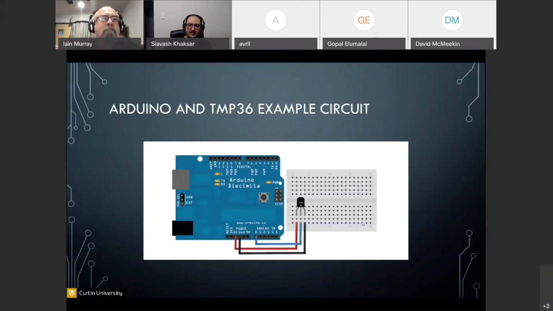If we have another look at the setup of it, it's very simple. You have your ground pin, your voltage pin, and a signal pin. That signal pin gets connected to one of the inputs and outputs, which we call GPIO, general purpose input outputs, on an Arduino or any other microcontroller. And we pretty much read that pin.